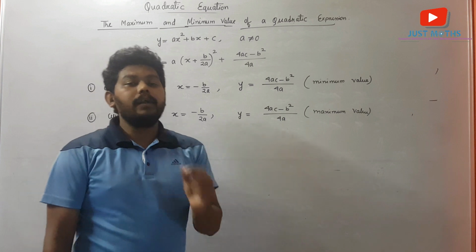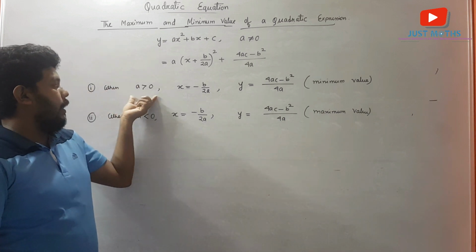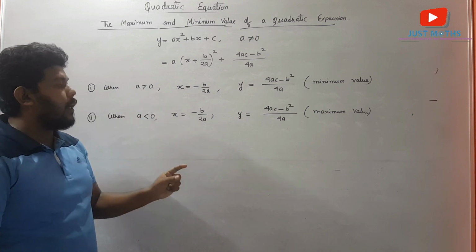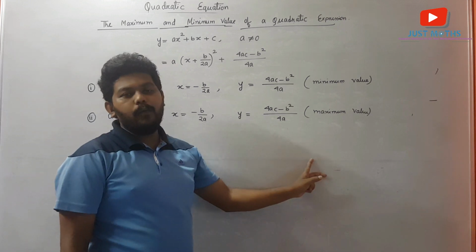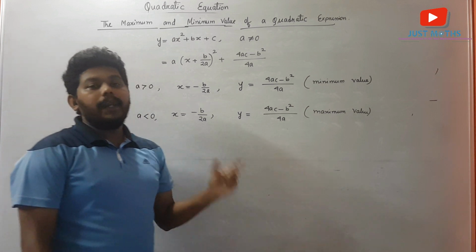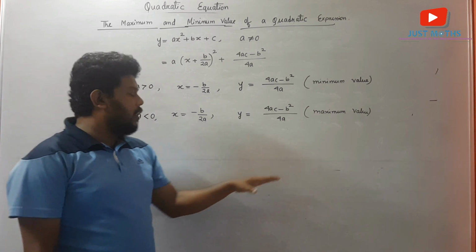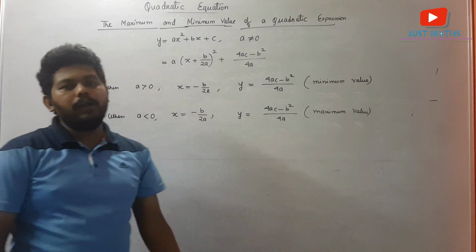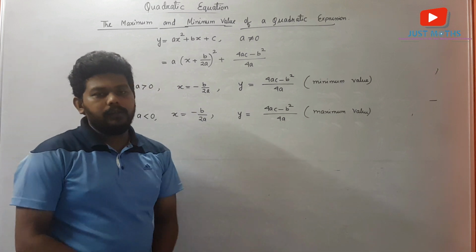We have to remember the sign of a is the main thing here. When a is positive, then the graph will be an upward parabola, and when a is negative, the graph will be a downward parabola. When the graph is an upward parabola, we get the minimum value, and when it is a downward parabola, we get the maximum value of the quadratic expression.